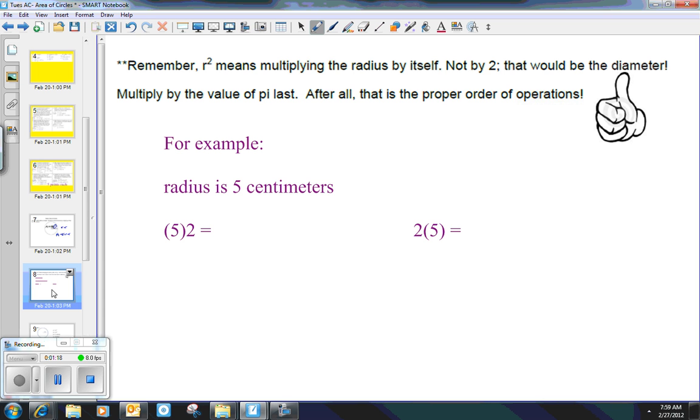Let's look at an example. So if a radius is 5 centimeters, the radius times 2 would be 10 centimeters, and that would give you your diameter, not radius squared. So you want to multiply radius times radius, or 5 times 5 in this case.